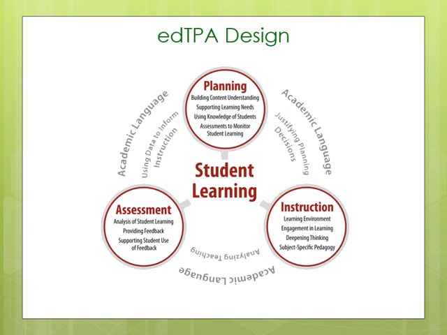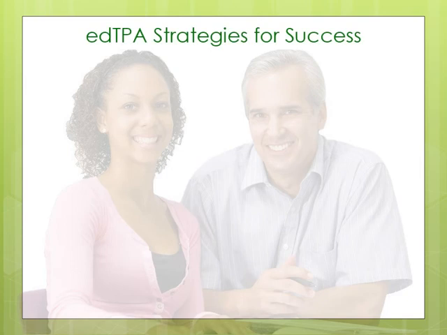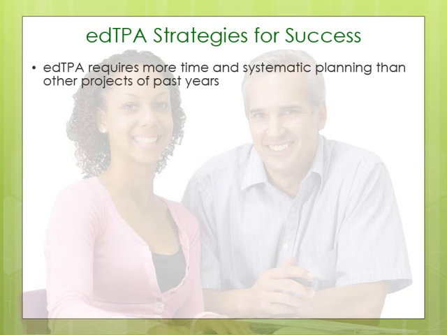edTPA is composed of the following 5 components: planning, instruction, assessment, analysis of teaching, and academic language. The final 2 components, analysis of teaching and academic language, are embedded throughout the first 3 areas. Because of its comprehensive nature, edTPA requires more time and systematic planning than other projects of past years.